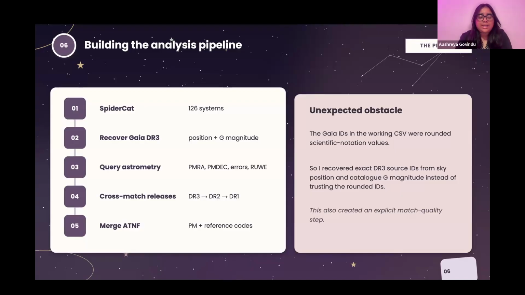So instead, I decided to reconstruct the expected sky position and then try to find the DR3 match that way. And then when I felt like I had a reliable source, I would get the proper motion, its uncertainties, and the renormalized unit weight error as well. And then I could compare that back to ATNF and do that comparison that way.